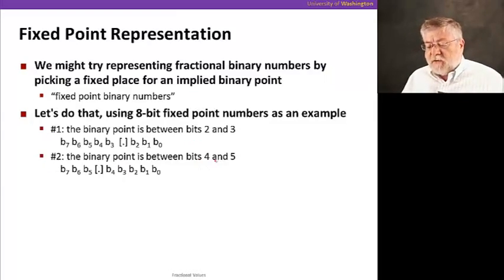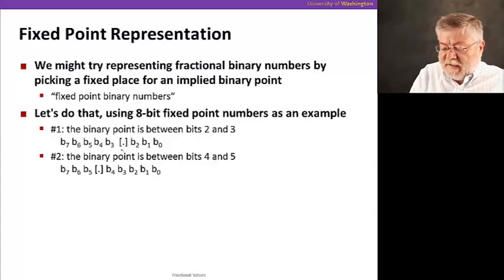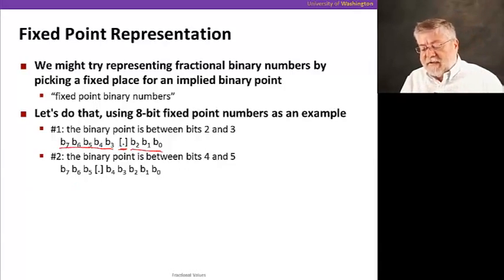All right, so fixed point representation is when we decide to represent fractional binary numbers by picking a place for the binary point and fixing it there, always putting it in that location. So we have to decide where to put it. Well, if we're looking at 8-bit fixed point numbers, again, just to keep the example small, we can decide to put the binary point, for example, so that it has 3 bits to the right and 5 bits to the left. Well, what does that imply?